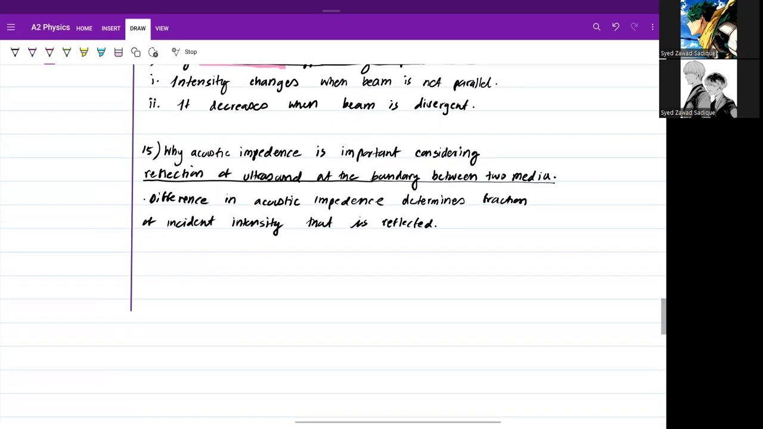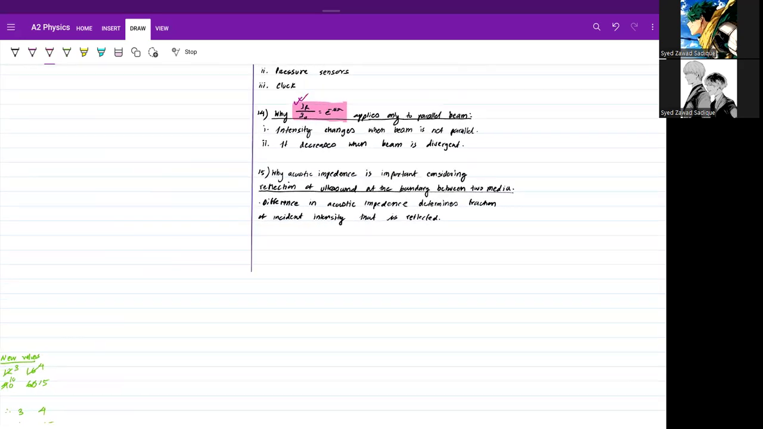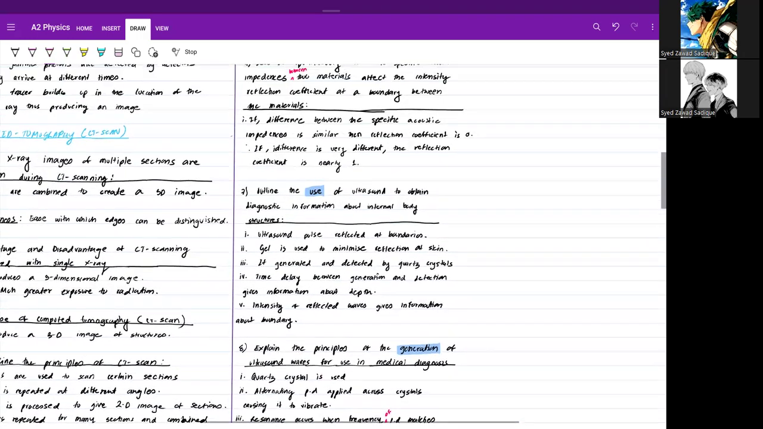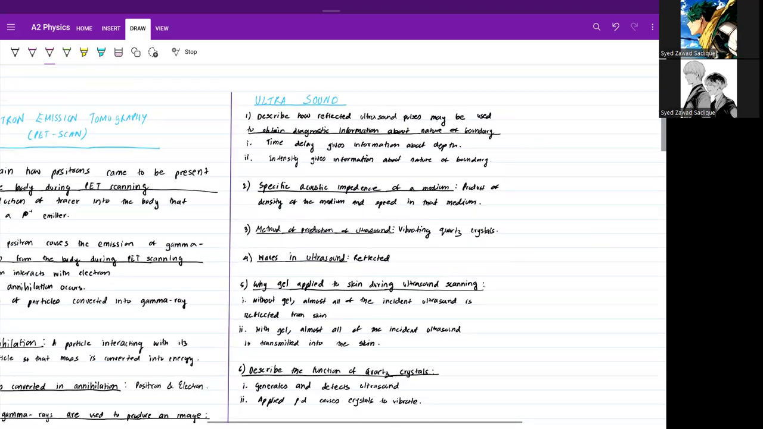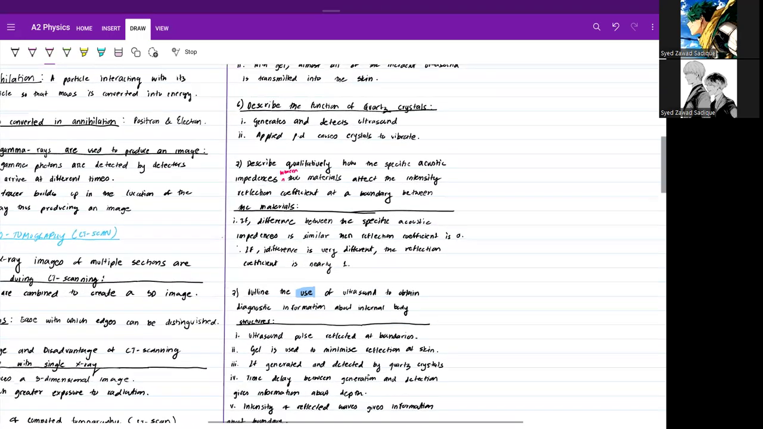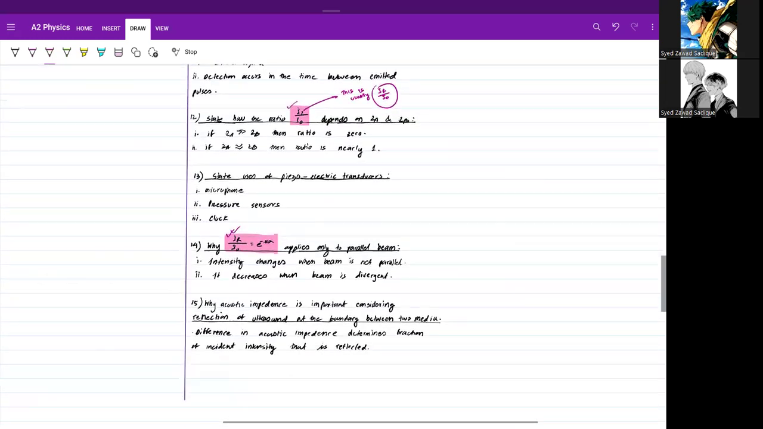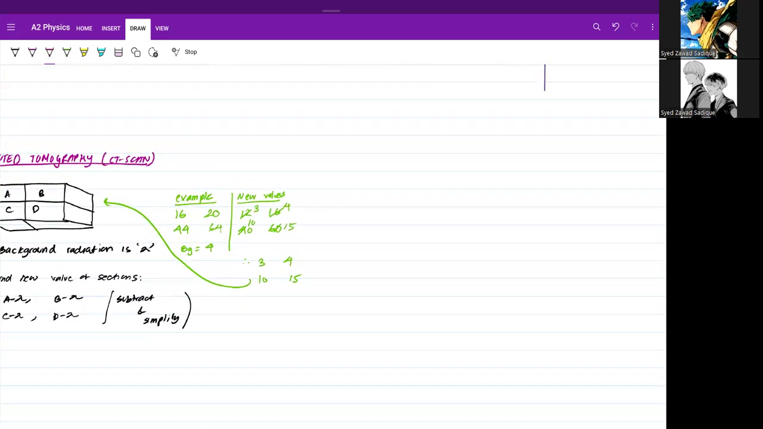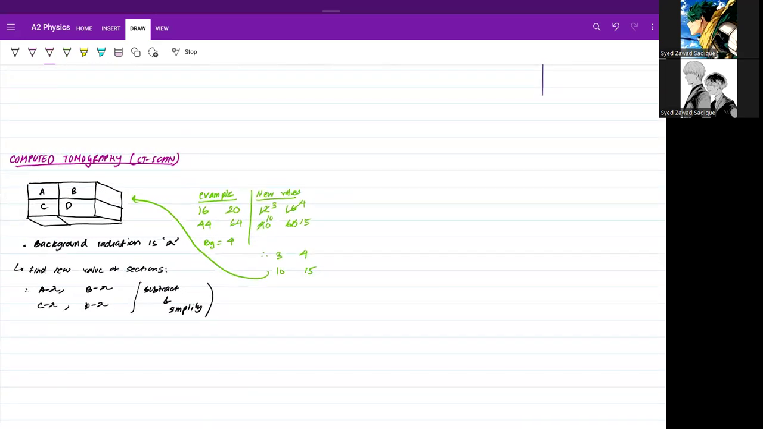And finally, why is acoustic impedance important, considering reflection of ultrasound at the boundary between two media? Difference in acoustic impedance determines the fraction of incident intensity that is reflected. Okay, so that's that. That is the entire SAQ part of ultrasound that you sadly have to memorize. I had my fair share of trouble when I was doing this, but I'm glad I could escape from it. So the theory part, I'll finish it in one go.